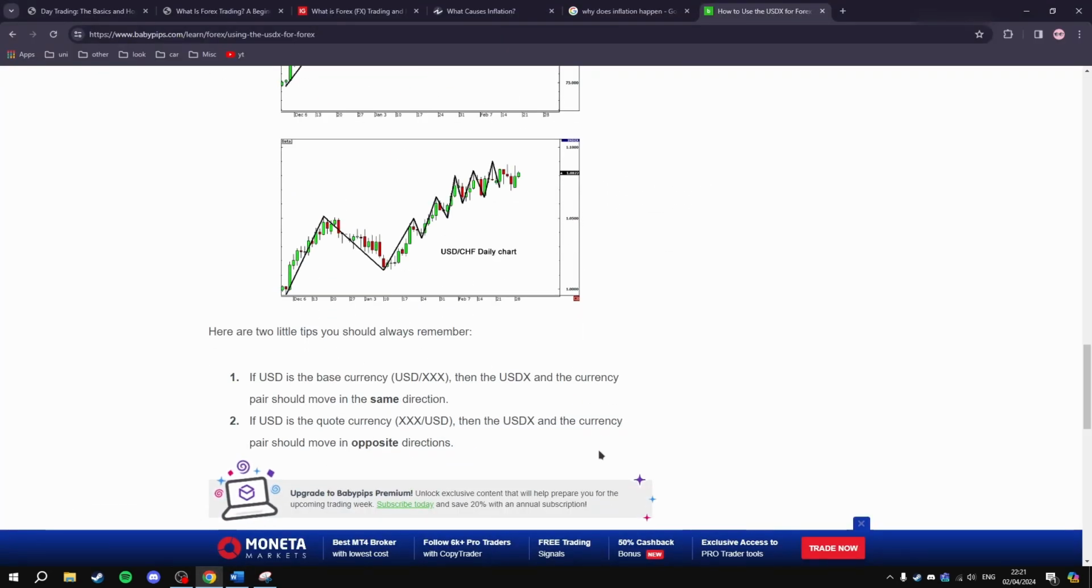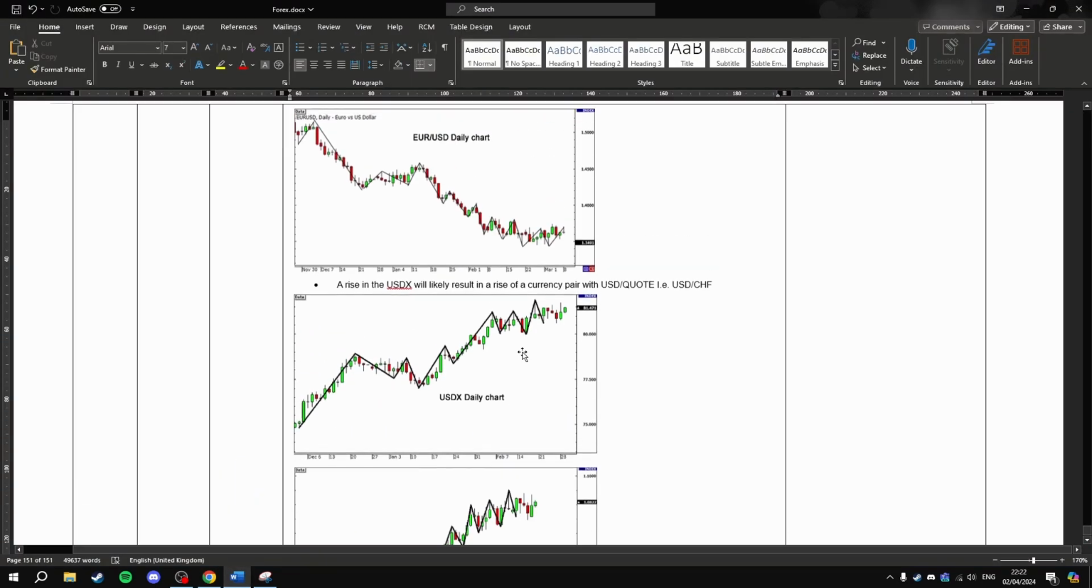Here are two little tips you should always remember. If USD is a base currency, then the USDX and the currency pair should move in the same direction. If the USD is a quote currency, then the USDX and the currency pair should move in the opposite direction.